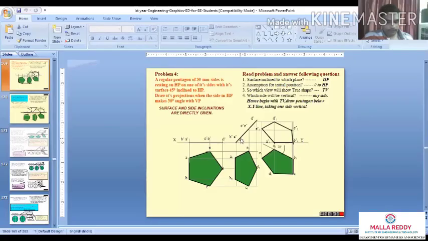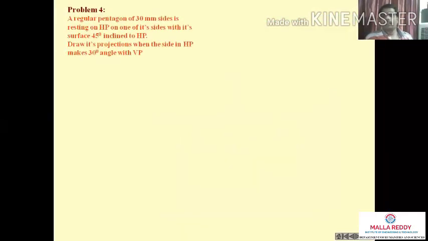Today we are going to see a problem of five sides, which is a pentagon. A regular pentagon of 30 mm side is resting on the horizontal plane on one of its sides with its surface 45 degrees inclined to the horizontal plane. Draw its projections when the side in the horizontal plane makes 30 degrees angle with the vertical plane.